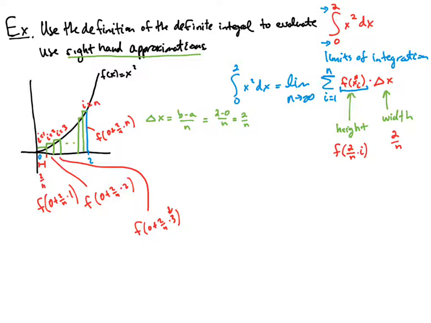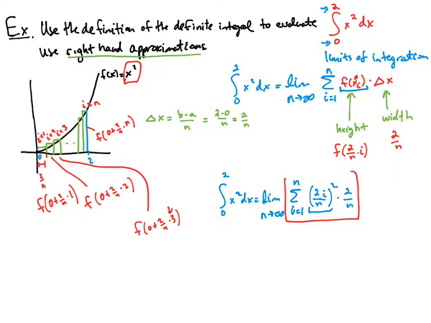And so since our function is x squared, our sigma notation is going to look like this. The height of our function is 2i over n, and that's going to be getting squared, times the width, which is 2 over n. So we need to evaluate this expression, and once we have that expression evaluated, we're going to take the limit as n goes to infinity.